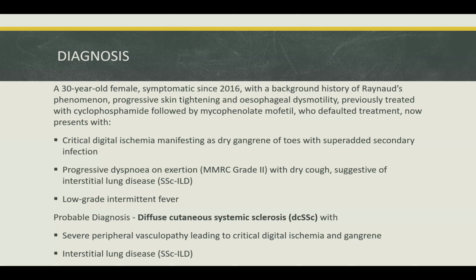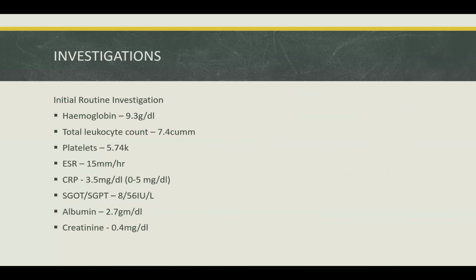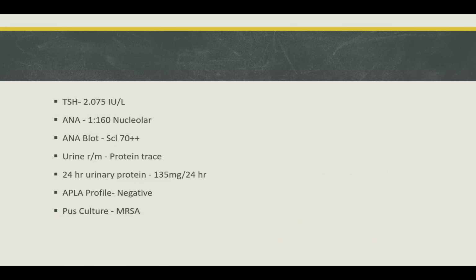Okay. Have you ever done 2D echo in her? Yes, ma'am. I have the investigations. Her initial routine investigations were normal. Hb 9.3, WBC 7,000, platelets 5 lakh, ESR 15, and CRP 3.5. LFT were normal. Creatinine was 0.4. TSH was normal. ANA was 1:160 nuclear pattern with Scl-70 positive. Urine routine showed trace proteinuria, but her 24-hour was 135 milligram. APLA profile was negative. Pus culture showed growth of MRSA.